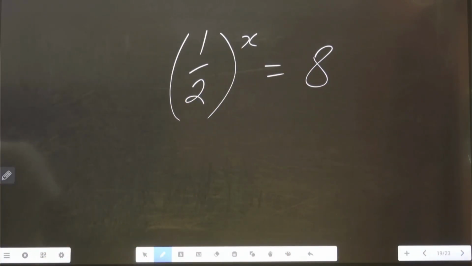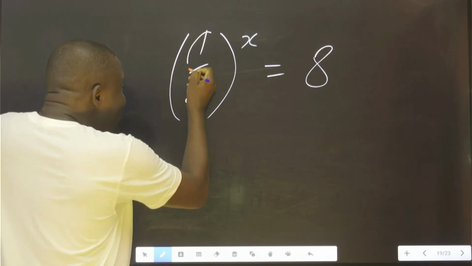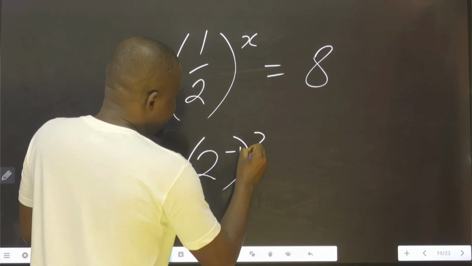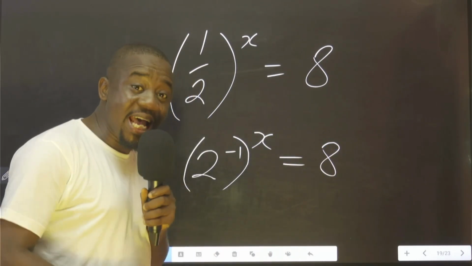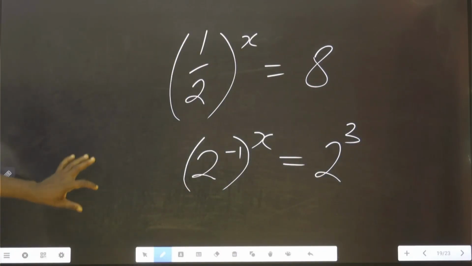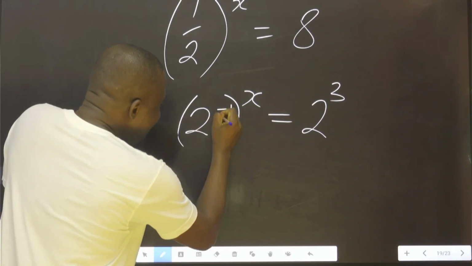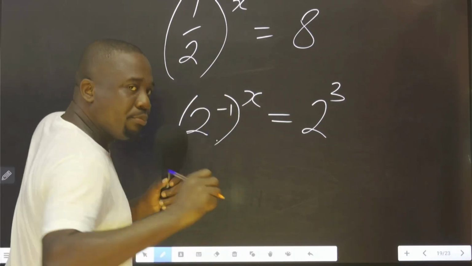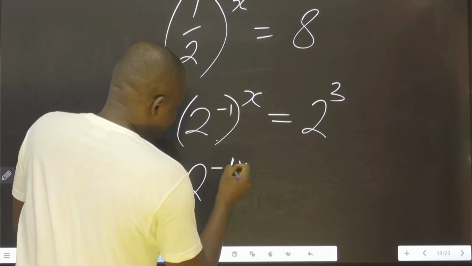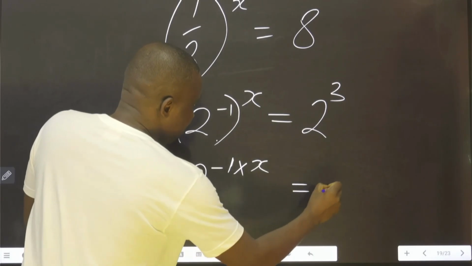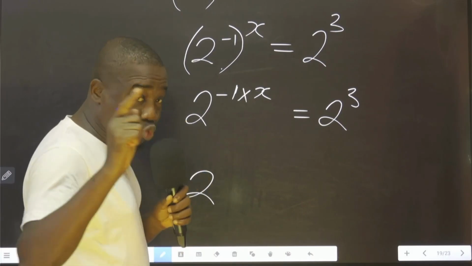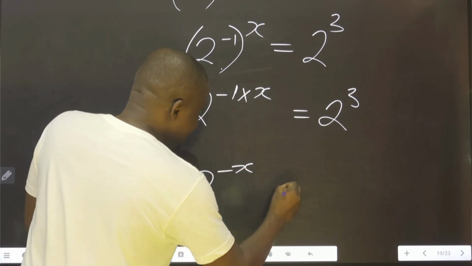What about this? Exponential equation. What is the meaning of this? Minus 1. What is the meaning of 8? 2 raised to power 3. Okay? I said that when you want this bracket to disappear, you simply multiply. Minus 1 multiplied by x is minus x equals to 2 raised to power 3.